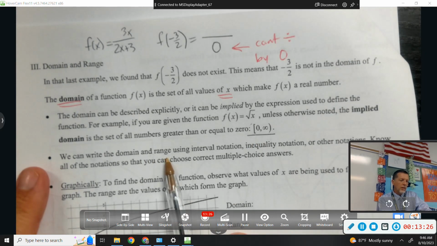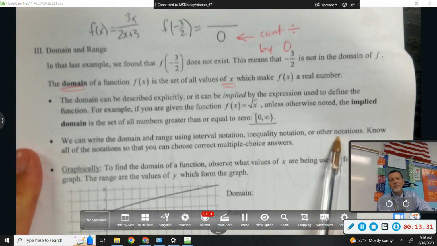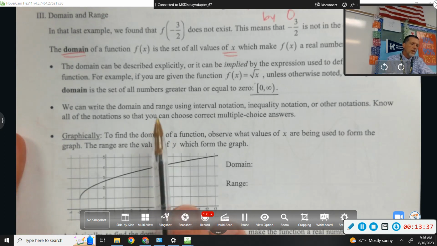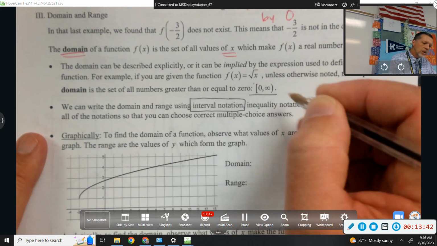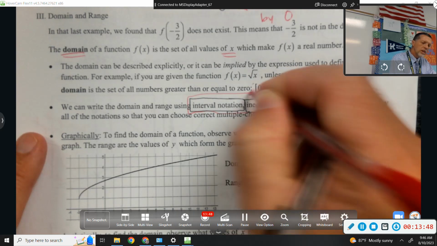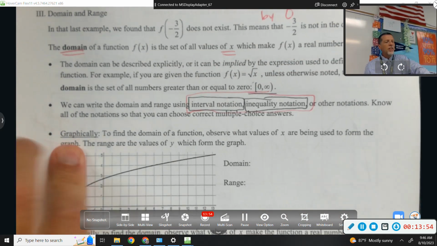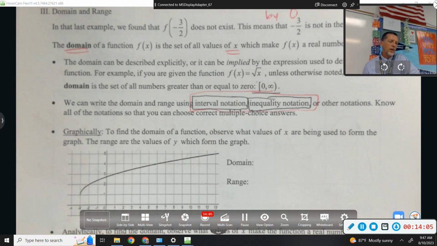We can write the domain and range using interval notation, inequality notation, and there's a variety of other notations that are kind of crazy and I guess have their use, but we don't usually use them. Do you need to know the notations? I don't know that you need to know all of them. You definitely need to know interval and inequality notation for sure, because those are the most common and the ones that we'll use. If you see a different kind of notation, it'll usually be in a multiple choice answer, and you'll be able to tell with the numbers that are there which one is the right answer.